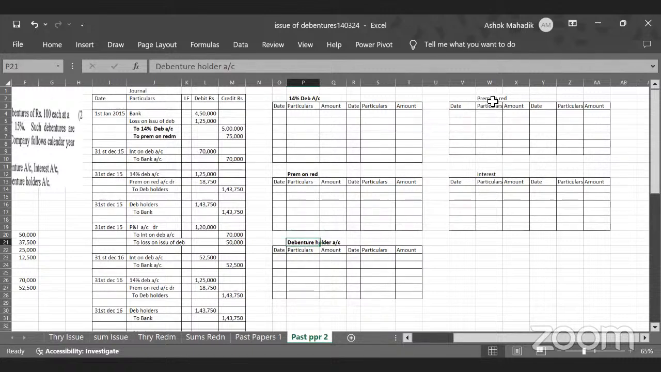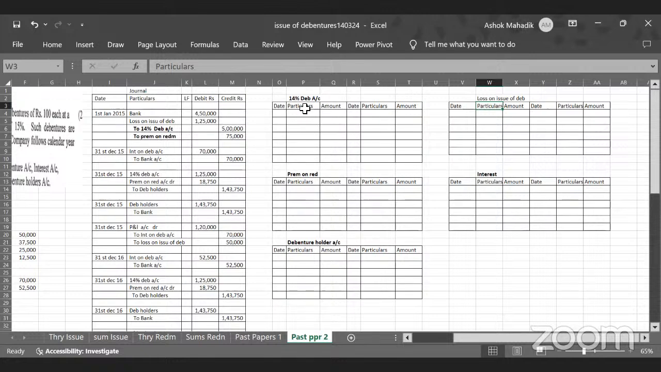Then premium on redemption, I think done. No? So this must be interest. Loss on issue of debentures. One thing we missed. Loss on issue, okay, of debentures. That's it. Okay. So we'll pass entry for this now.